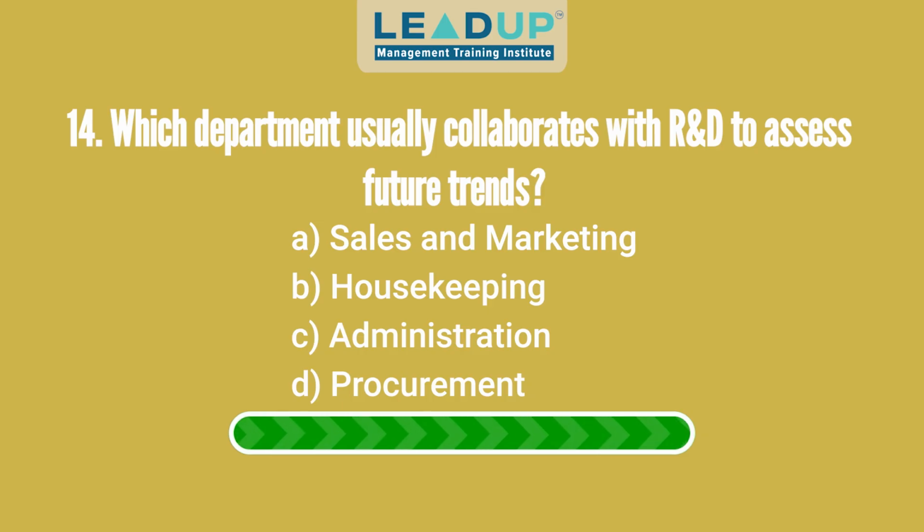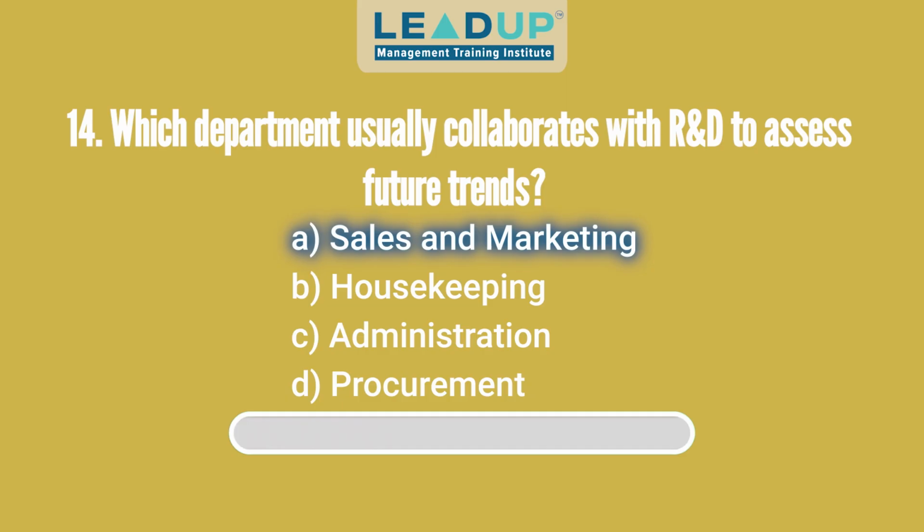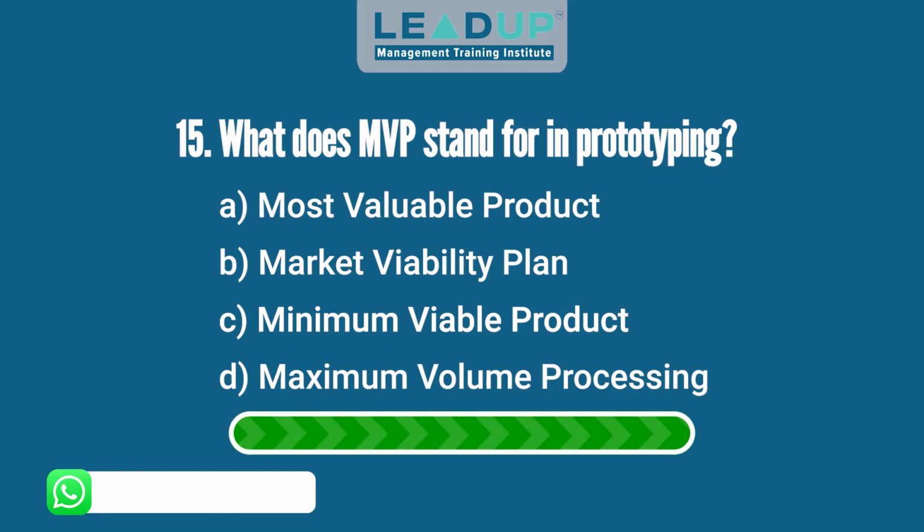Question 14. Which department usually collaborates with R&D to assess future trends? A. Sales and marketing. B. Housekeeping. C. Administration. And D. Procurement. Answer: sales and marketing.